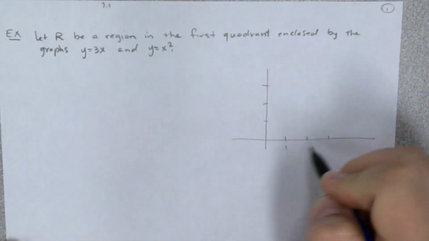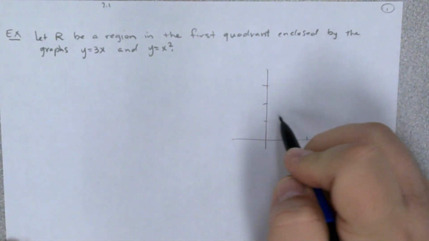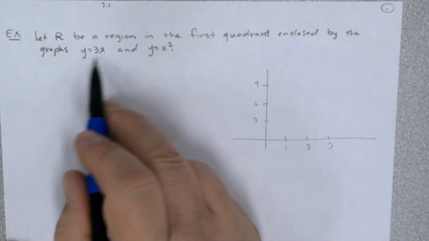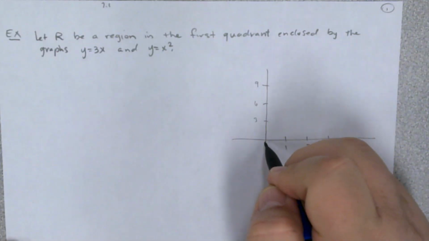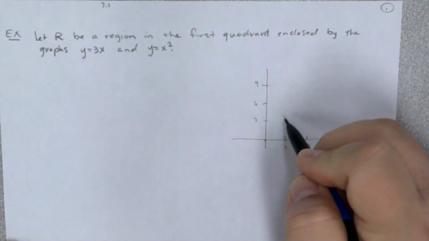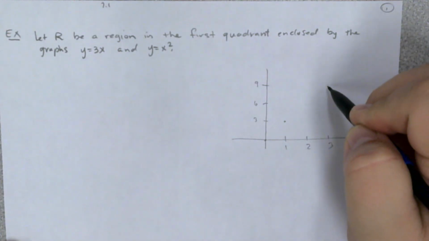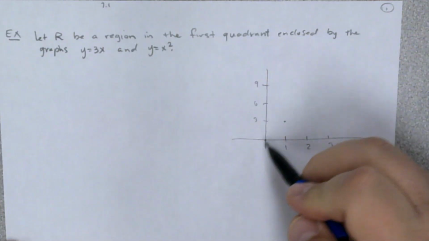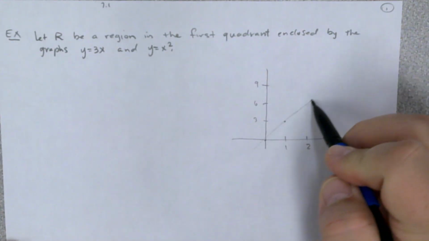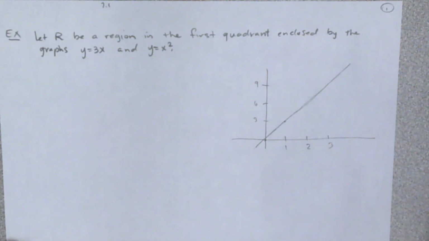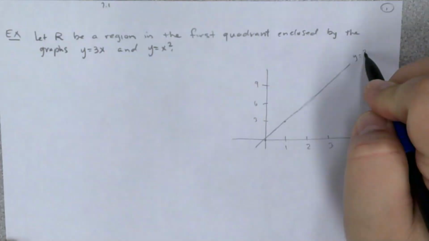So this I'm going to go by ones. This one I know already. I'm going to go by threes. So if I take that one right there, 0, 0. If I plug in 1, I go to 3. If I plug in 2, there's a 6, and 3 goes to 9. And so I have this line going through those points right there in the first quadrant. So this is y equals 3x.